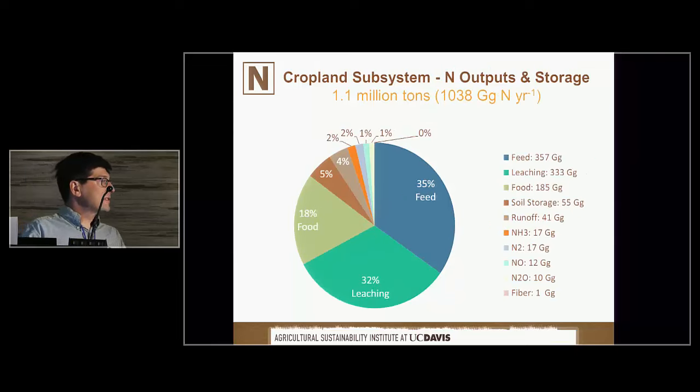When we look at what's coming out of croplands, about 35% of the nitrogen harvested goes to feed for livestock, and 18% gets harvested for food for people. So a little more than half of the nitrogen that's applied to cropland is harvested, but about a third of it is leaching to groundwater, and then smaller amounts, once again, to gaseous losses and to surface discharge.